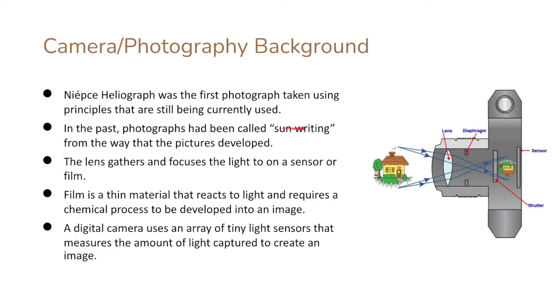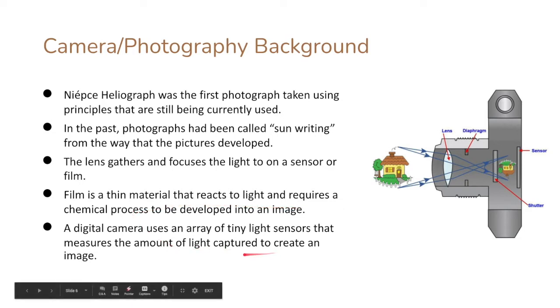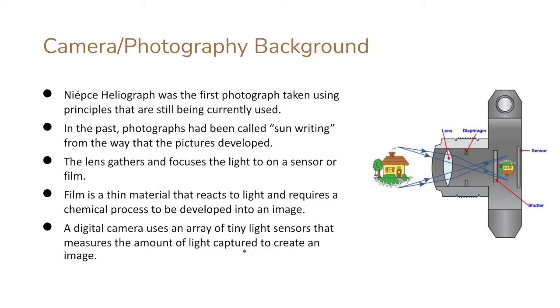So, camera and photography background. The Niépce heliograph was the first photograph taken using principles that are still currently being used. In the past, photographs have been called sun writing from the way that the pictures developed. The lens gathers and focuses light onto a sensor, or a film. Film is a thin material that reacts to light and requires a chemical process to be developed into an image. A digital camera uses an array of tiny light sensors that measures the amount of light captured to create an image. It's called a sensor.